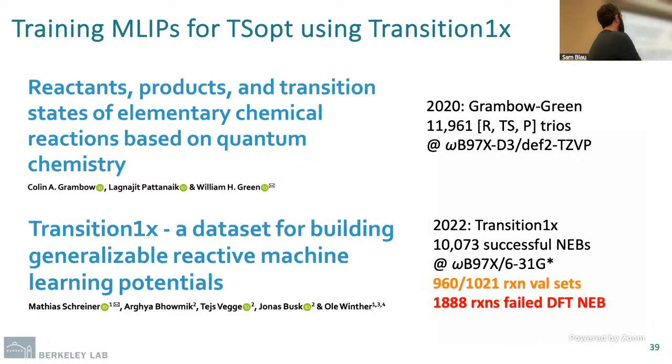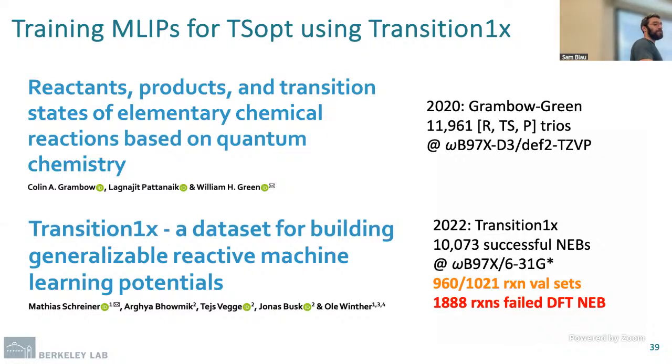And then a couple years after that, Schreiner et al. basically ran a bunch of lower level theory NEBs on these reactions to generate a data set of snapshots of structure, energy, and force to train MLIPs that could work for transition states. Not a fan of their level of theory, but give me 2 weeks and that'll all be solved.